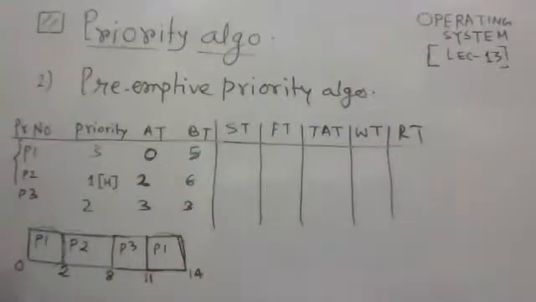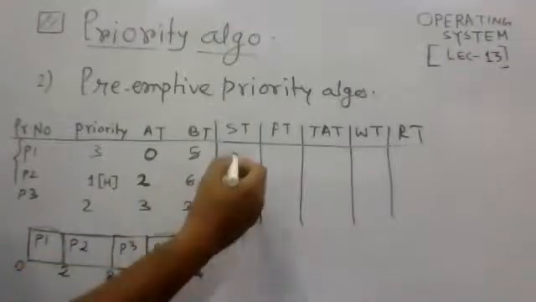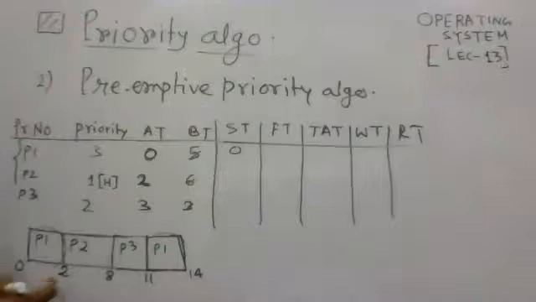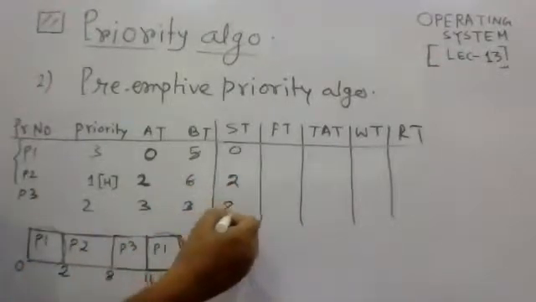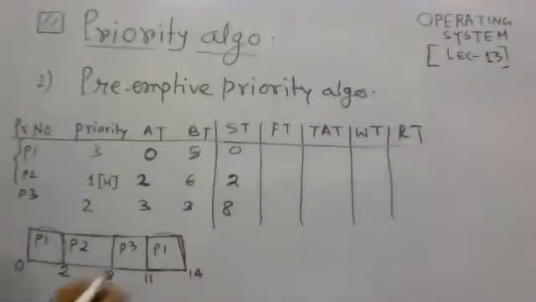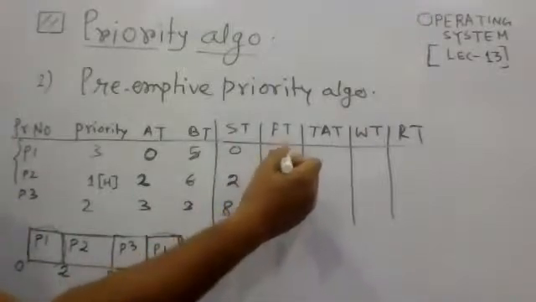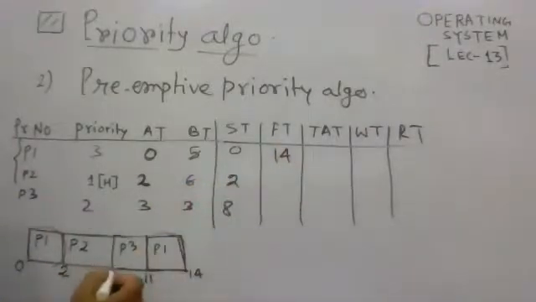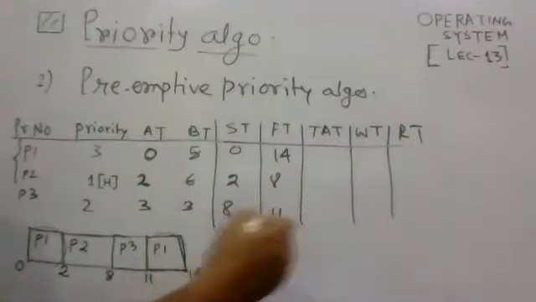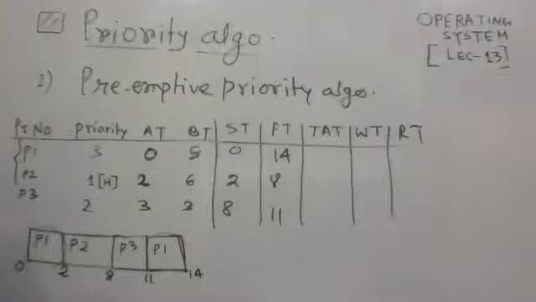So starting time for P1, this is 0. Starting time for P2 is 2. Starting time for P3 is 8. Now finish time for P1 is actually 14. Finish time for P2 is 8. Finish time for P3 is 11. Directly from the chart we can write the starting time as well as the finish time.